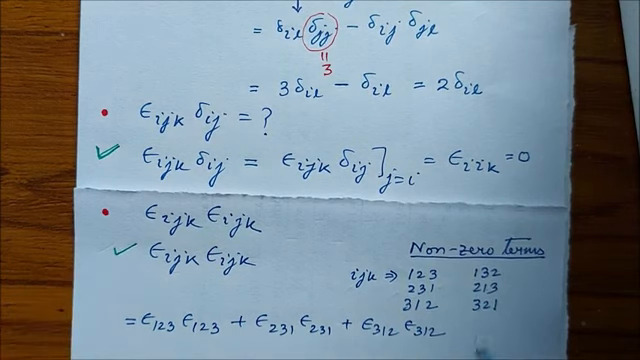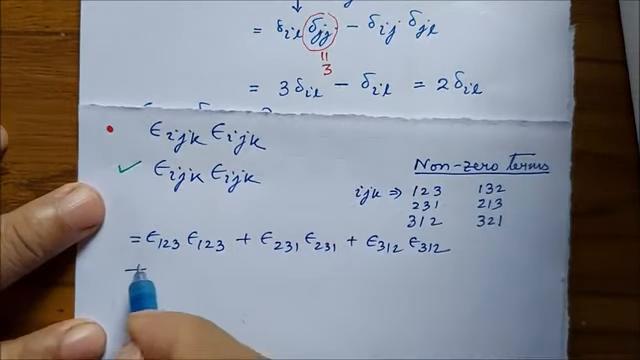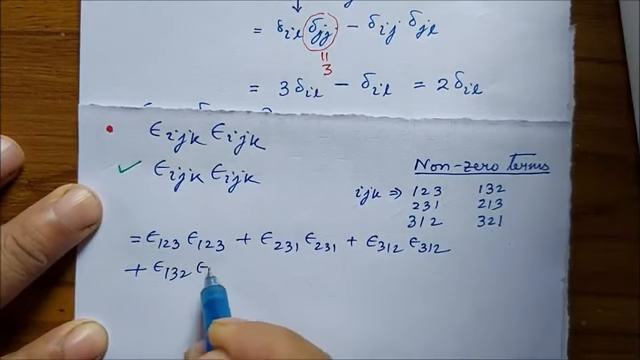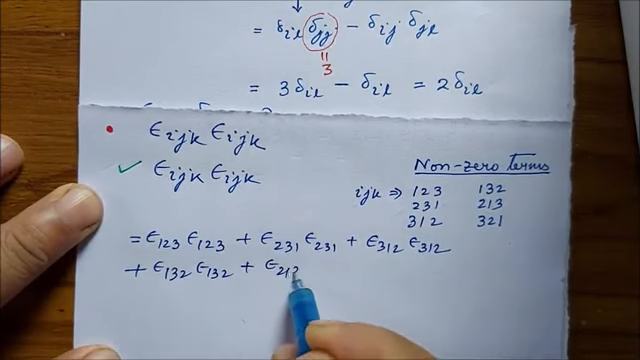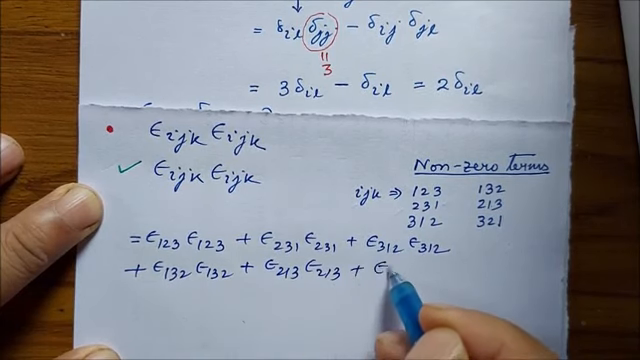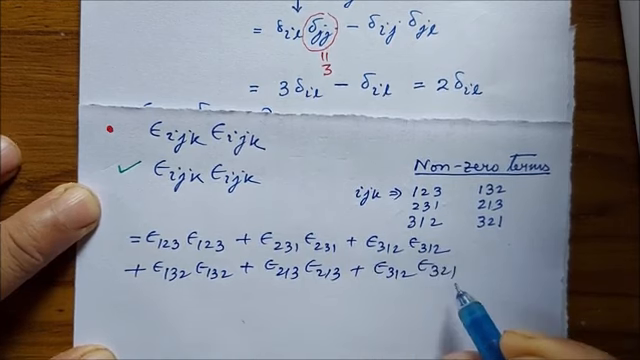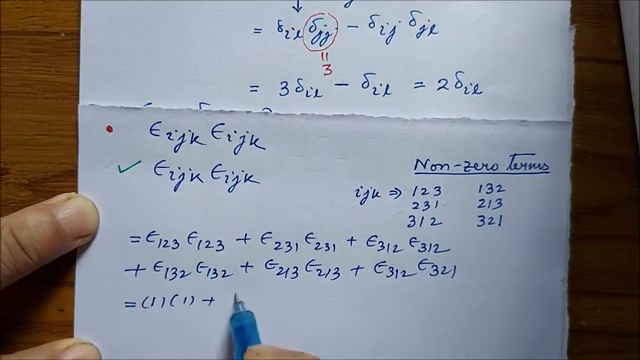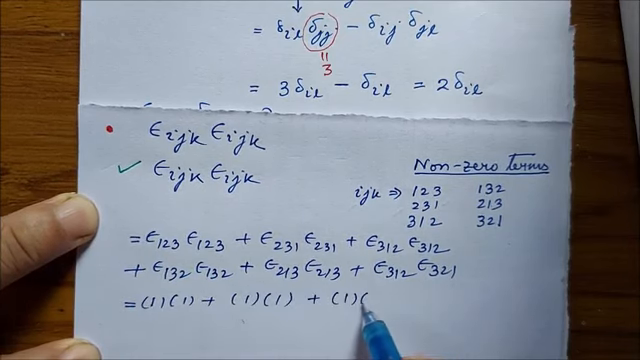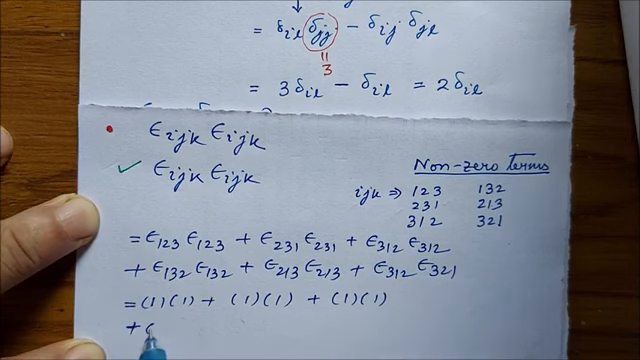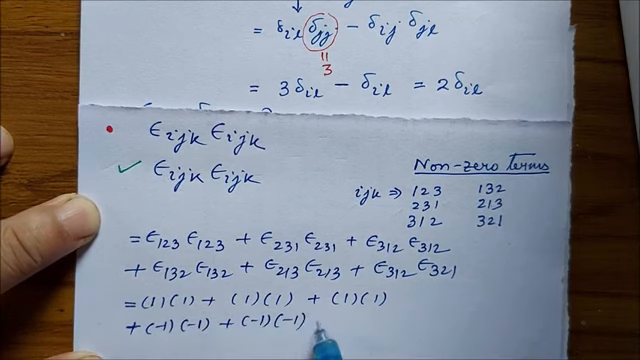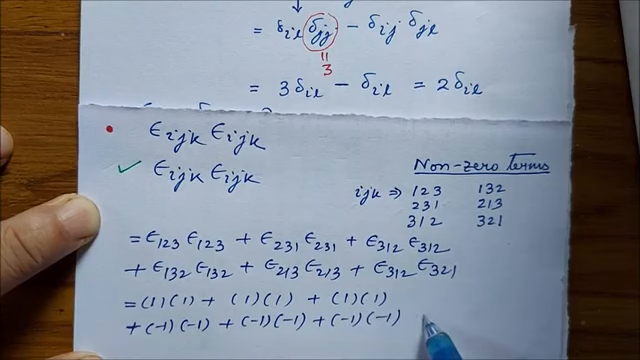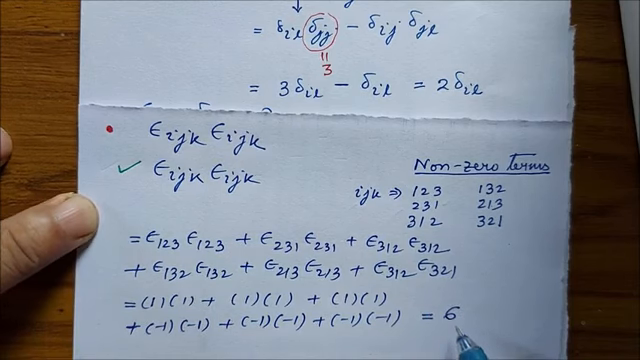and then 3 more terms. And we put the values, so it is 1 into 1 plus 1 into 1 plus 1 into 1, and then -1 into -1, and therefore we get 6. So 6 is the answer, and let us do it in a bit different way.